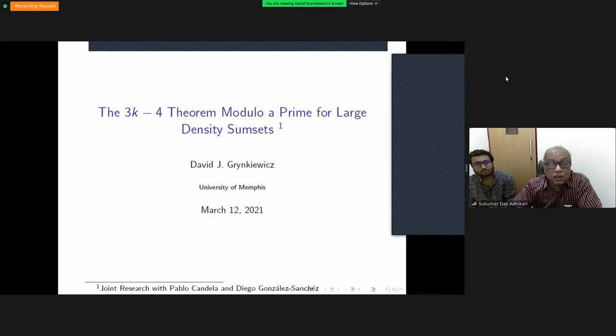3k minus 4 theorem modulo a prime for large density sum sets.